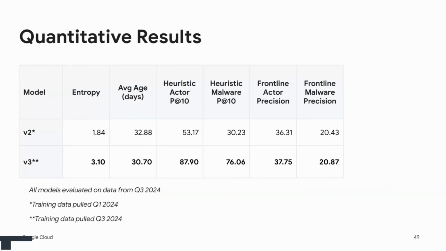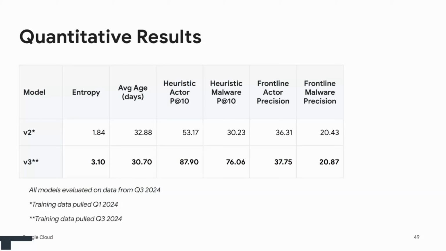So here's some numbers. What are we looking at here? This is 2 different versions of the same model, V2 and V3. All these numbers were taken on data collected from the 3rd quarter of this year. The only difference between these 2 models, it's the same architecture, is that one was trained on data from 6 months prior, so V2 was trained on data from V1, and V3 was trained on data from V2.